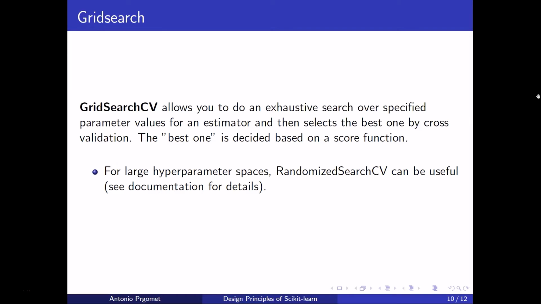In Scikit-Learn, the function GridSearchCV, where CV stands for cross-validation, allows you to do an exhaustive search over specified parameter values for an estimator and then selects the best one by cross-validation. The best one in this case is decided based on a score function. For large hyperparameter spaces, the function RandomizedSearchCV can be useful, and if interested, check out the documentation for details.